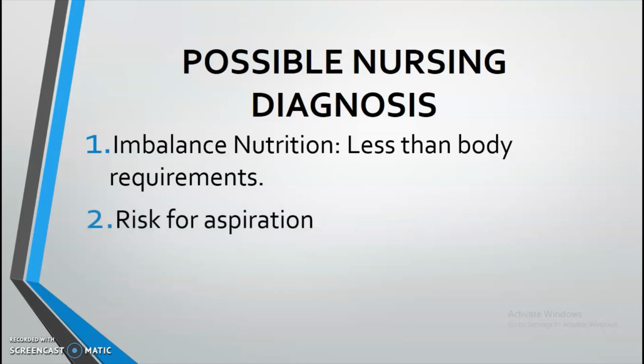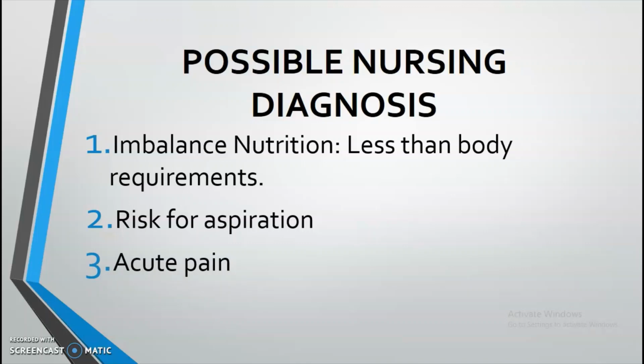Another one is risk for aspiration. So risk for aspiration because of the reflux. Because of the regurgitation, there is a tendency that some gastric content will go into your lungs, through your bronchus, and it will cause now aspiration that may later on possibly lead to aspiration pneumonia. Next is acute pain because the patient has esophagitis.